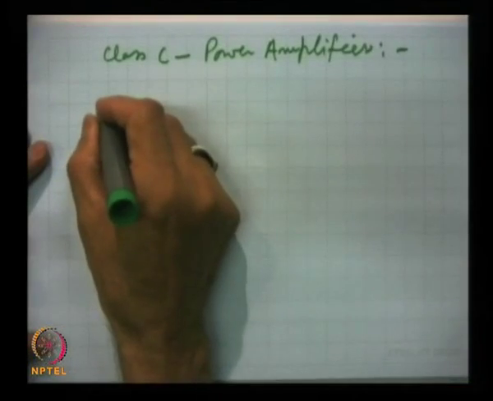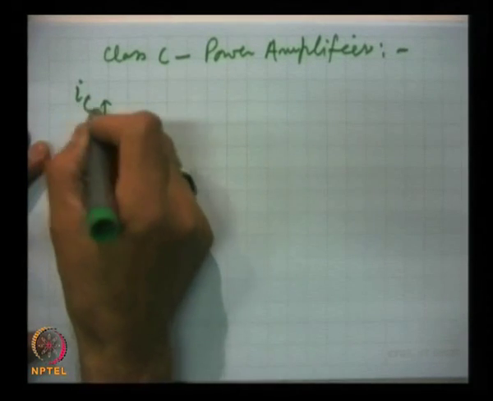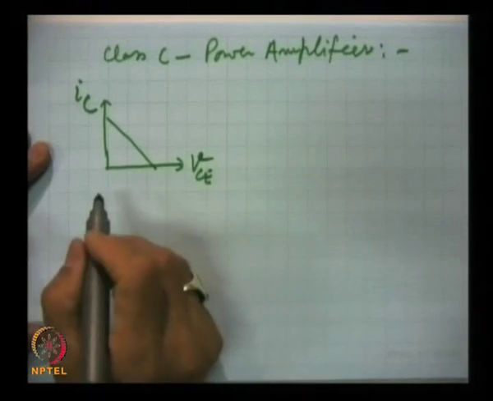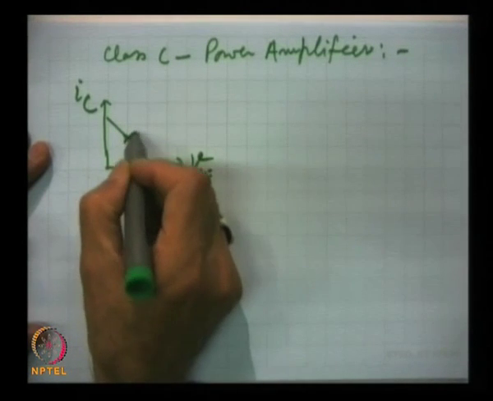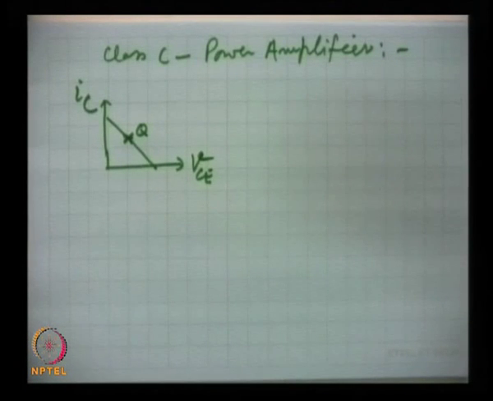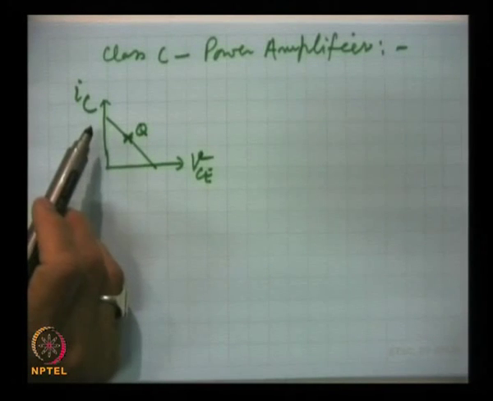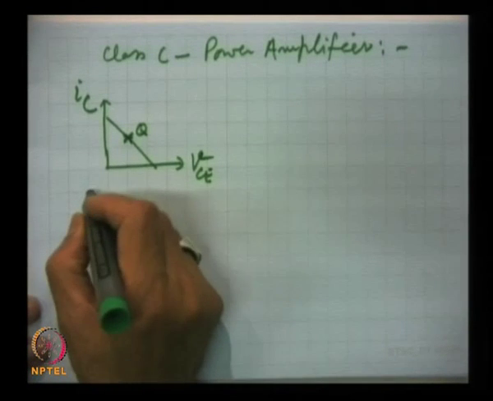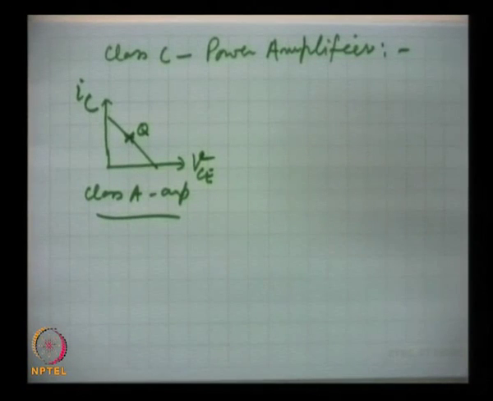For example, look here, in a class A amplifier, this is IC and this is VCE. This is the AC load line, and we chose the operating point in the center to make maximum use of the maximum swing of the currents and voltages. This was the class A amplifier, class A power amplifier.